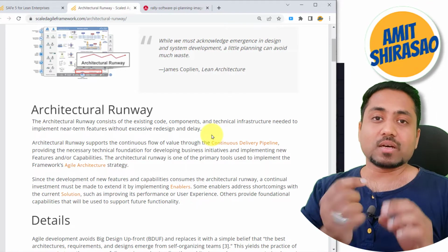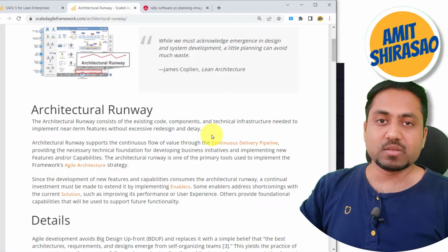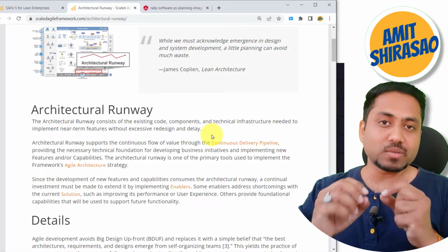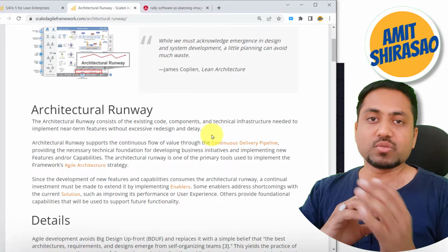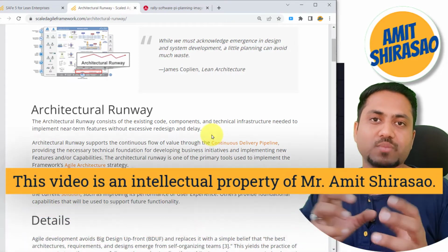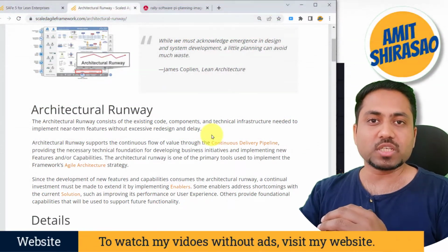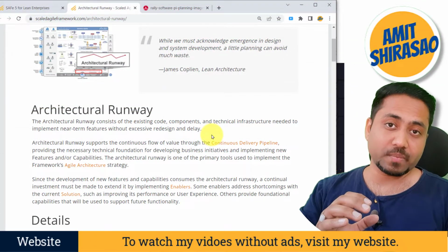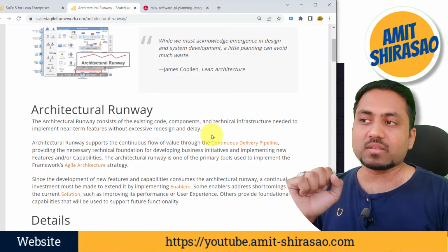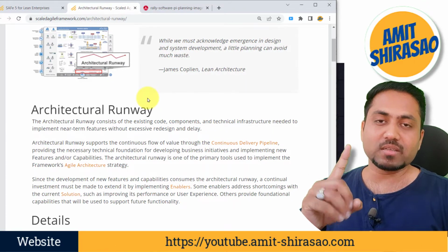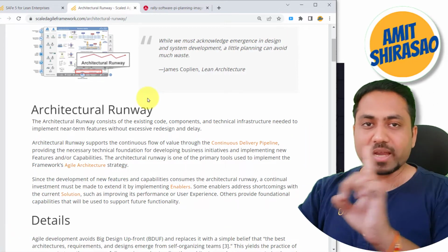But let us say there are now 10 teams in an ART. So at the ART level, there needs to be some consistency. All the teams should code in a particular way, they should respect a particular architectural runway. That means how the architecture of the project is going to be, they should all respect it. So there needs to be some consistency, and that is why the system architect at the program level is one only.